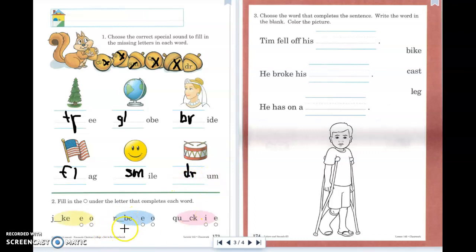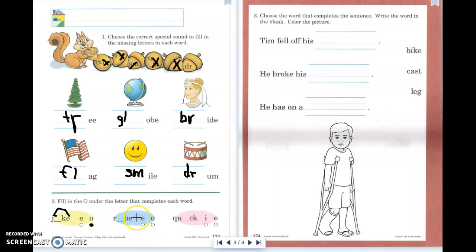Okay, down here they want me to figure out which letter completes each word, and I have to just color in the dots. So the first one I have an E or an O. I know that this word is going to have a vowel that says its name because it has the magic E on the end, which is going to make whatever goes right here say its name. So it could either be jeek with an E or joke with the O. Jeek is not a word, but joke is a word, so I need to color in the O.